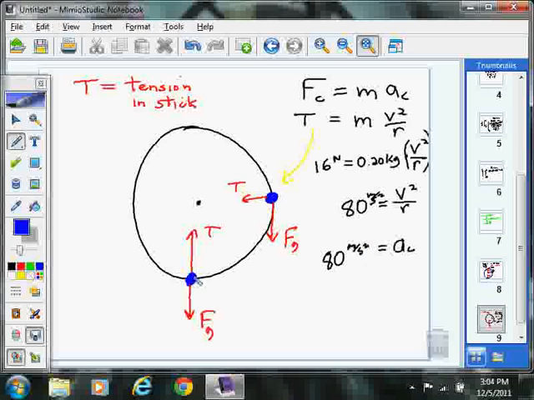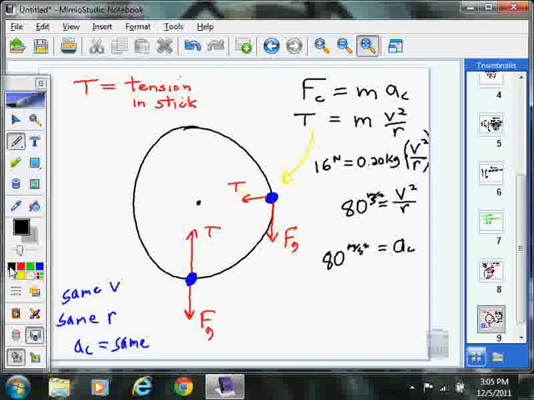Now down at this point over here, if it has the same speed and the same radius, then what's going to be the deal with the centripetal acceleration down here at this lower point? It's going to be the same. So from this point, would it be the mass times 80 equals F of T minus F sub g? Yes.